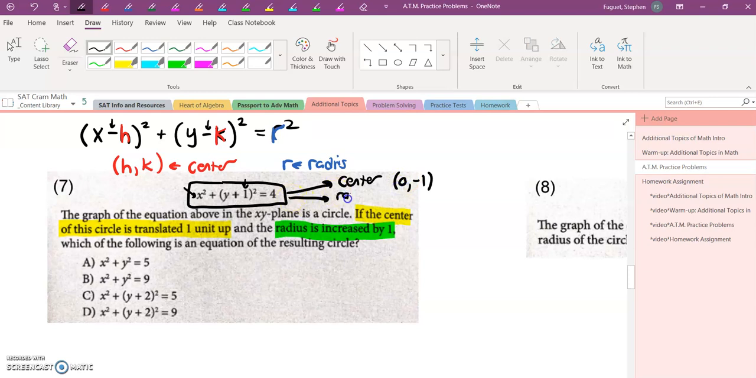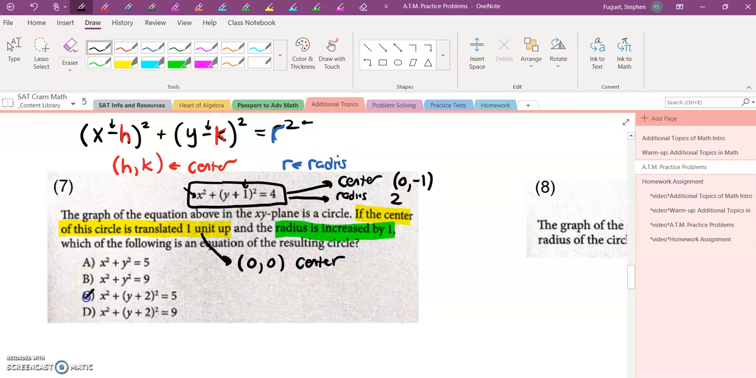Lastly, the radius here is not going to be 4. Remember that we don't include the square when we do this. The radius is going to be the square root of that, so the radius is going to be 2. So now that we know that, we can start to look at the yellow and the green highlighted pieces down here. If the center of the circle is translated 1 unit up, well, if we move the circle 1 unit up, we are moving its center up 1 unit, which means the center is going to have its y value increased by 1. The new center then has to be (0, 0).